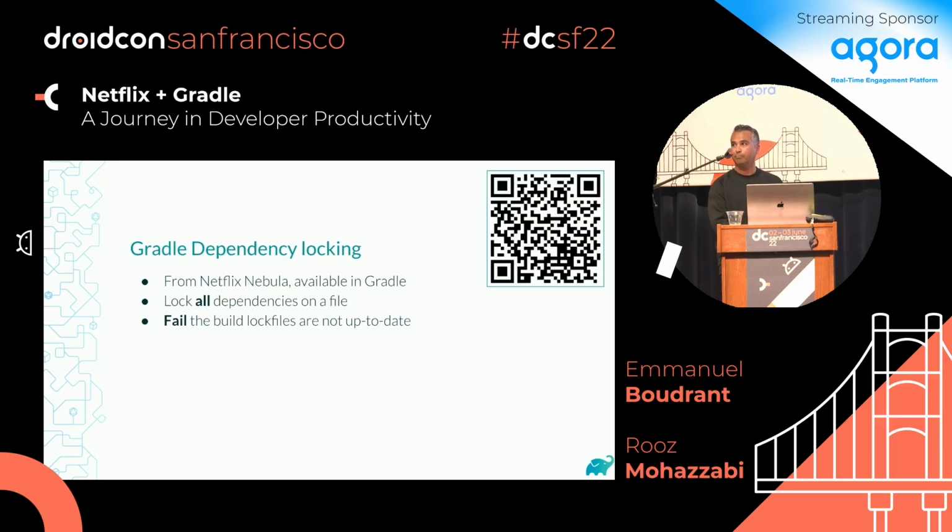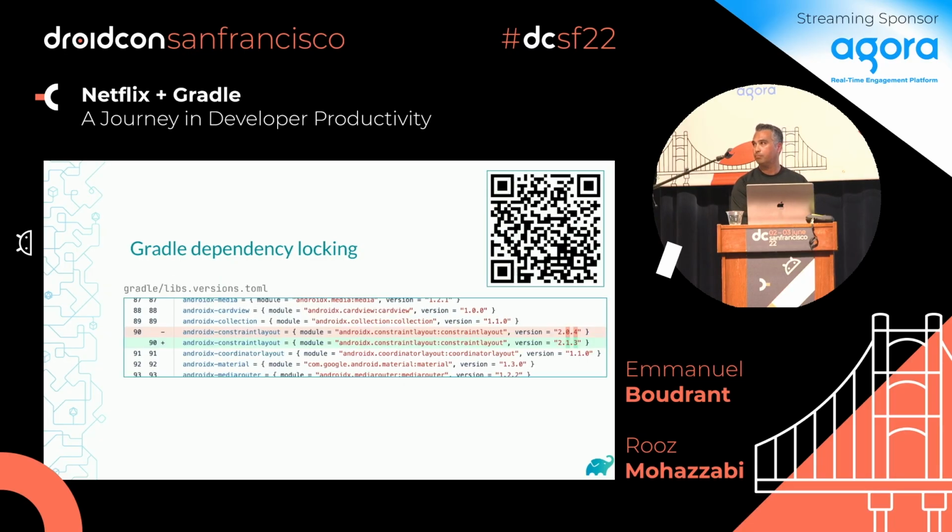And at Netflix, there is this Netflix debugging plugin that has been developed, and they have a feature called dependency locking. The idea is that you lock all your dependencies, including all the transitive dependencies and all the dynamic dependencies. And if the dependencies are not up to date because you use a snapshot or something like that, the build is going to fail. But we don't use that to fail the build. We just want to use that to track the change of our dependencies.